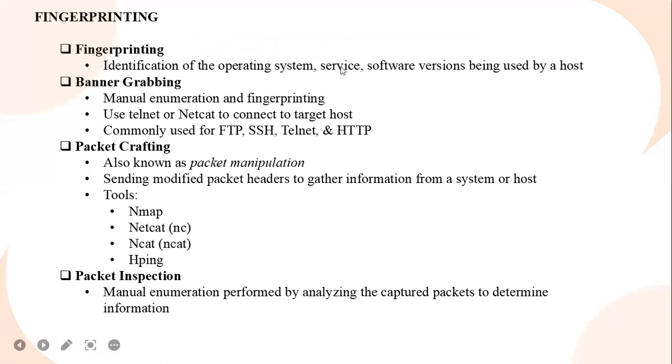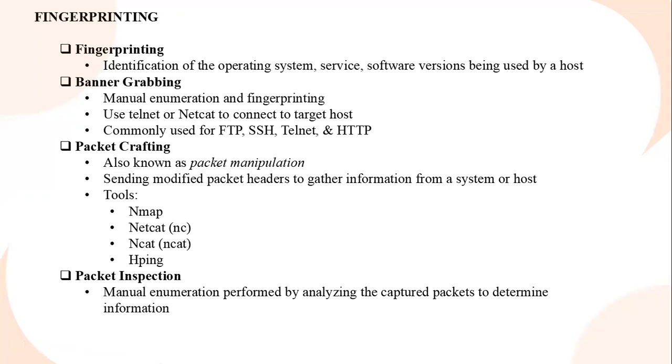When you're footprinting, you're trying to gather software versions and operating systems. When you're banner grabbing, you're trying to get details about what something is made up of. When you're packet crafting, you're using something like Nmap, which is on Kali, and you can use it on Windows too. Netcat, the NC, then hping is also on Kali. Packet manipulation is where you send modified packets to a particular system so that you can get some information from it.